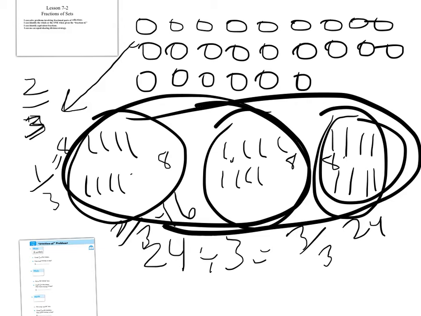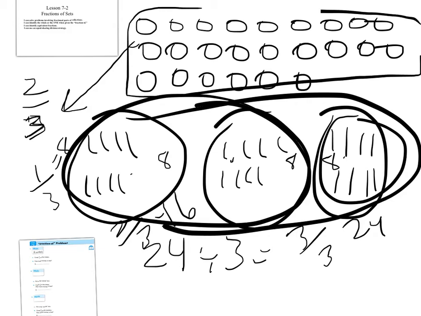Okay, so we just worked that out, where 2/3 would equal 16. So what is the whole? What would the whole be in this situation? The whole would be 24 pennies. I know in the past we've said that if there's a 3 in the denominator, it's telling you how many pieces the whole is broken into.